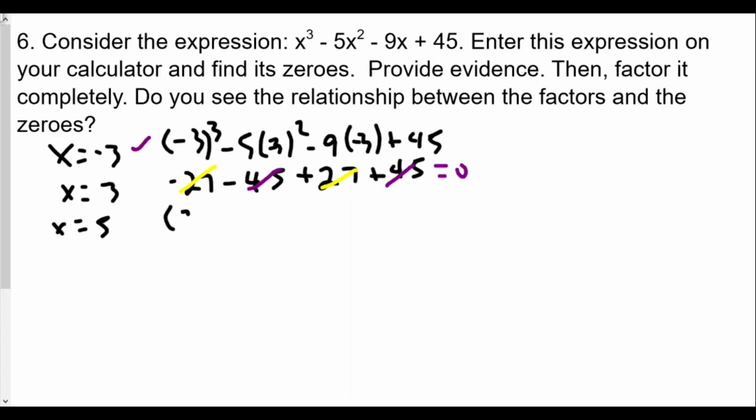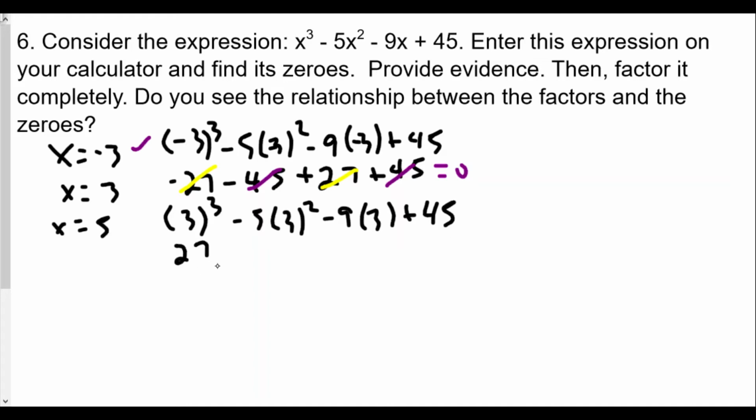We'll try this again with positive 3. 3 cubed minus 5 times 3 squared, minus 9 times 3, plus 45, where we should get 0. Now, in this case, 3 to the third power is 27. 3 squared is 9 times negative 5 is minus 45. 9 times 3 is negative 27 plus 45. And again, we see 27 plus negative 27 cancels out. We have a negative 45 and positive 45 cancel out, and we have a 0. Here we go. That works out fine.